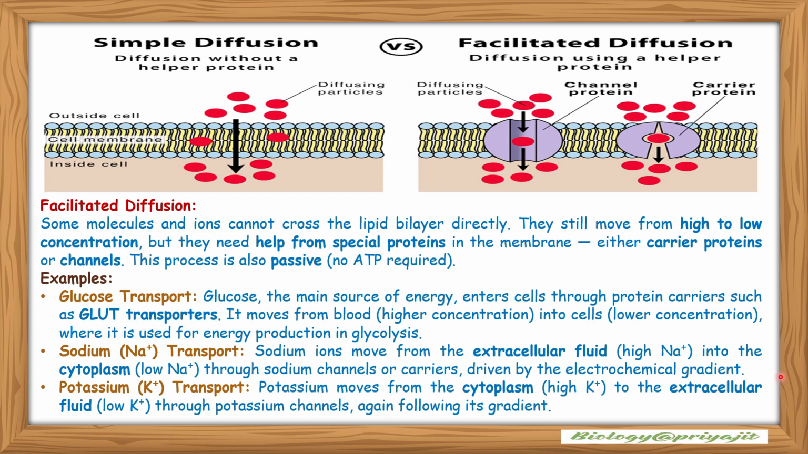Potassium or K+ transport. Potassium moves from the cytoplasm, high K+, to the extracellular fluid, low K+, through potassium channels, again following its gradient. This is the difference between glucose transport, sodium transport, and potassium transport.